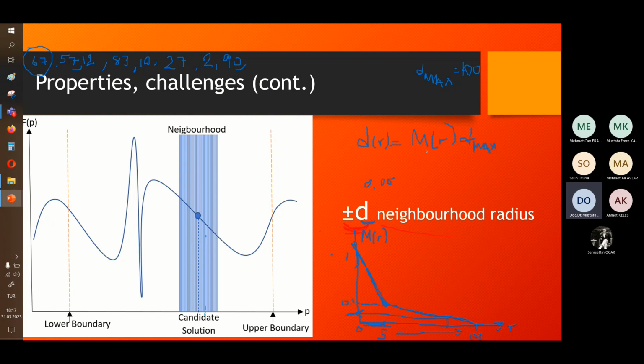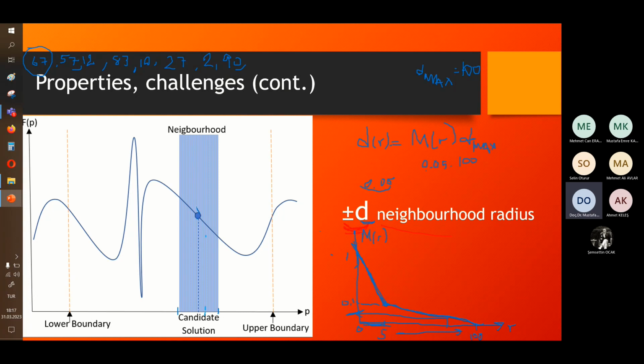Is there any problem with this value, 0.5? It could be 0.5. So the radius for the neighborhood will be 0.5 times d max, which is 100. Therefore, we will set the neighborhood as 5, because 0.5 times 100 will be 5. Therefore, the candidate solution will be within this neighborhood.